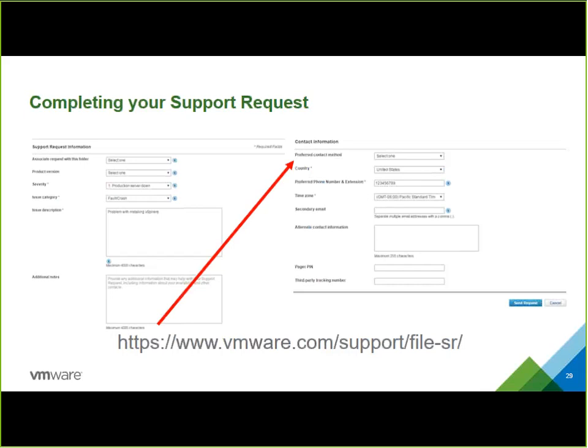Next, you will want to verify your contact information. Ensure that the information is correct so that the support request owner can reach out to you for assistance. If you would like to add additional parties to receive email communication for the support request, you can add them in the secondary email section.